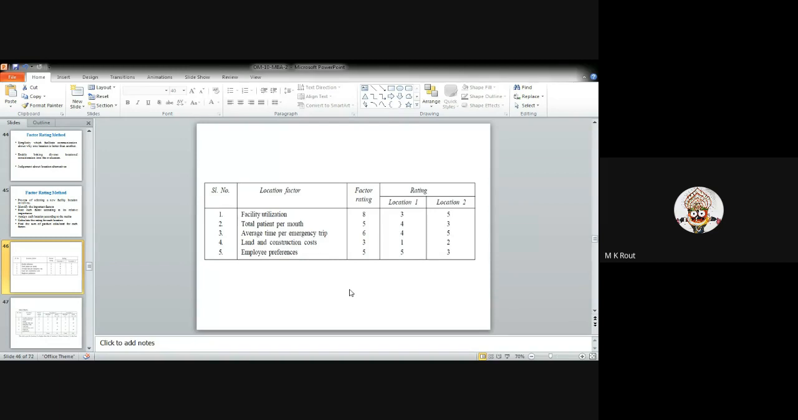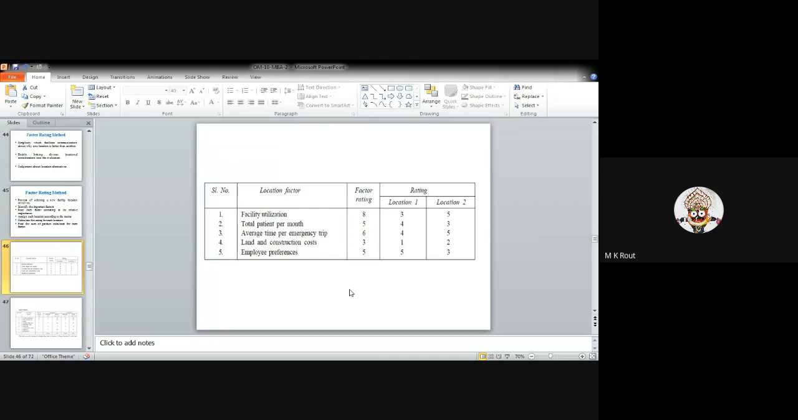The ratings, done through a survey, with reference to location 1: for facility utilization, location 1 got 3. For total patients per month, it got 4 out of 5. For average time per emergency trip, it got 4 out of 6. For land and construction, it got 1 out of 3. And for employee preference, it got 5 out of 5.